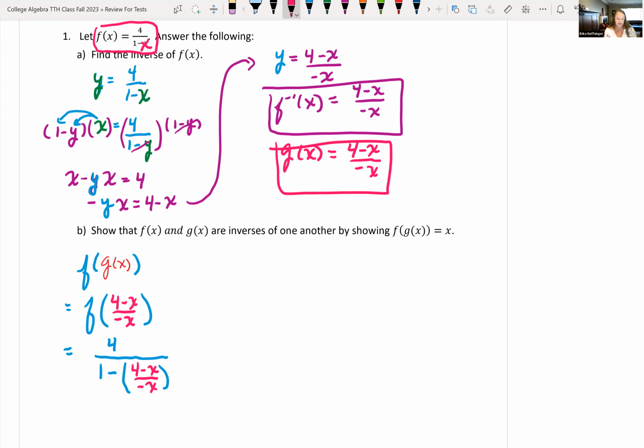So we need to do some manipulation here to simplify this and hopefully get back x. I notice I have a complex fraction, meaning I have fractions within fractions. One way to clear the fraction within the fraction is to multiply by a fancy one, and that fancy one, let's call it negative x.